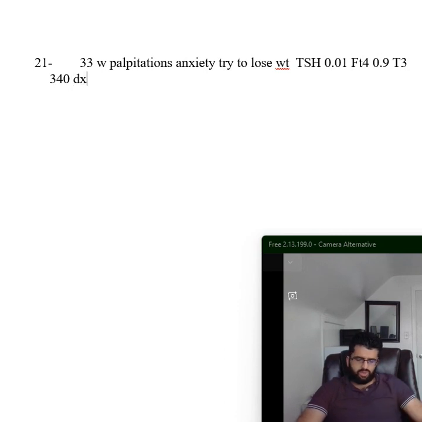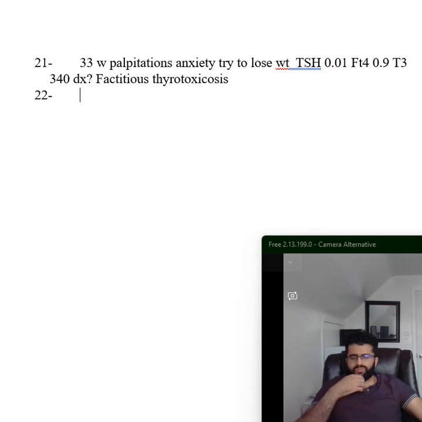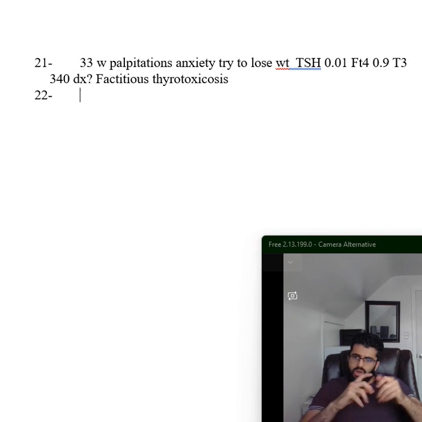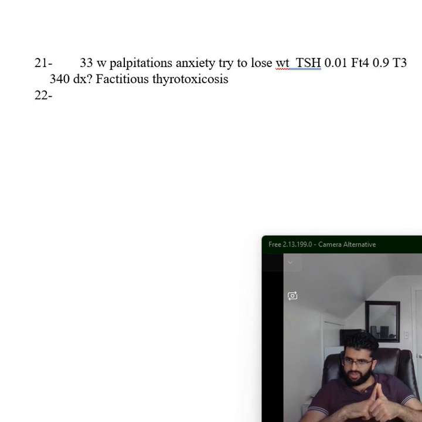So what's the diagnosis? This is factitious thyrotoxicosis. And there's low active radioiodine uptake. So what are the differentials of thyrotoxicosis with low radioactive iodine uptake? If there is painless thyroiditis, like silent thyroiditis, lymphocytic thyroiditis, subacute lymphocytic thyroiditis, postpartum thyroiditis.